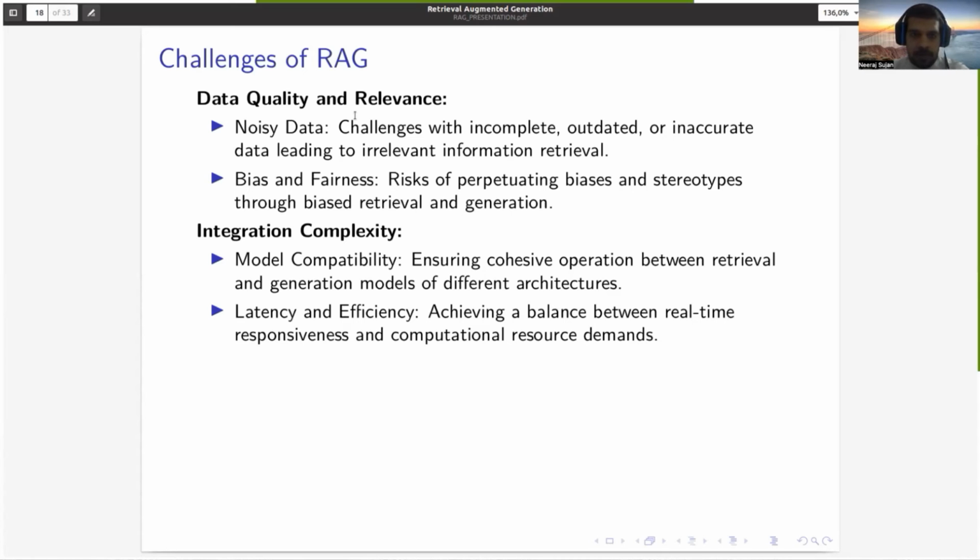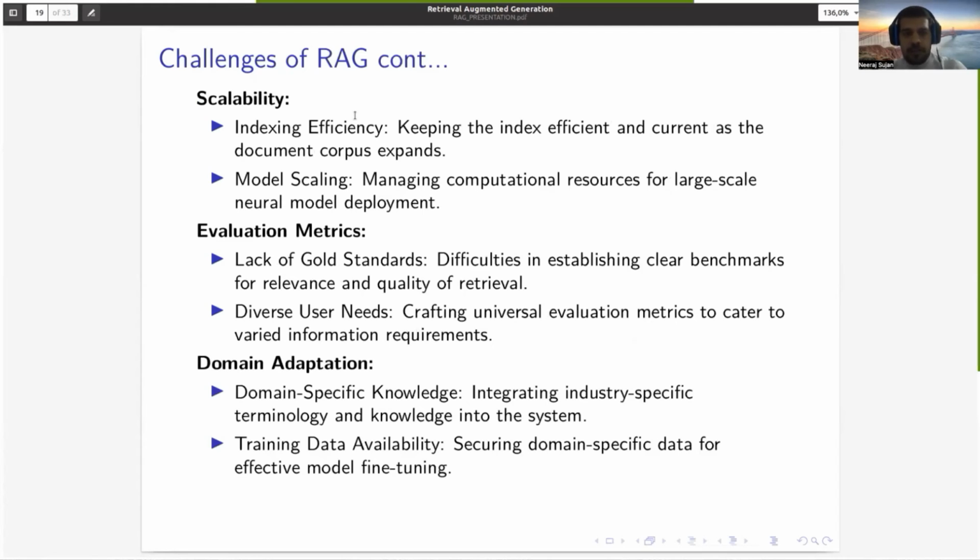I think we covered the model compatibility. The next one is scalability. You want to keep your index updated all the time. You want to manage computational resources for large-scale model deployment.